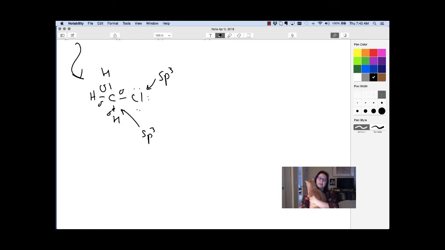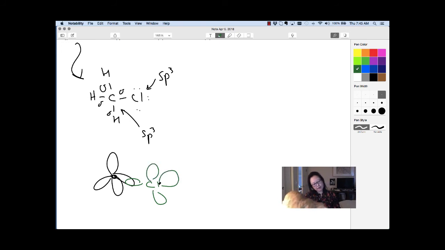So now I'm going to apply my templates. Okay, so I'm going to use my sp3 template. And for carbon, I'm going to say that there's 1, 2, 3, 4. So that's 4 sp3 orbitals for carbon. And then for chlorine, I'm going to do in green, here's Cl. And I'm going to do 1, 2, 3, 4 sp3 orbitals for Cl.